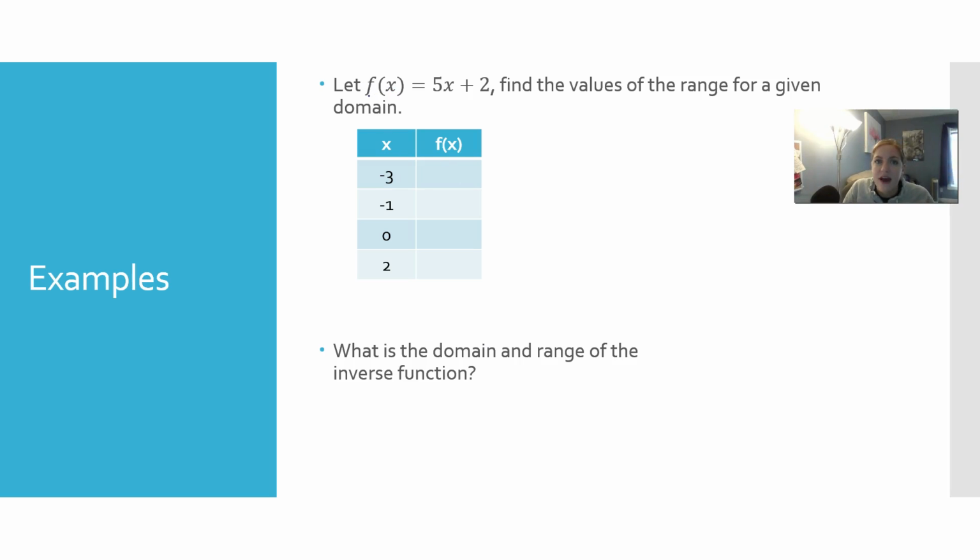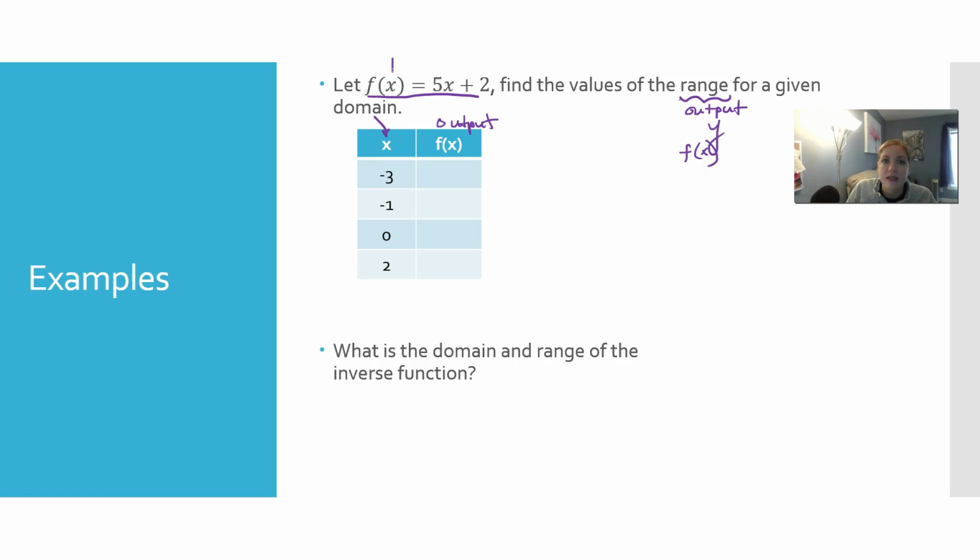So let's have f of x equal the function 5x plus 2. And we want to go ahead and find the values of the range. The range is your output, or y values, or your values of f of x. And your domain is your x values, right? So the domain here is our x values, -3, -1, 0, and 2. Our output, or our range, is going to be what those values are for the function f of x. So we're just going to plug these in. That's all it's asking us to do.